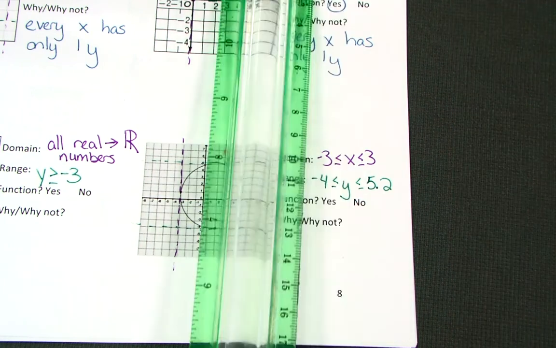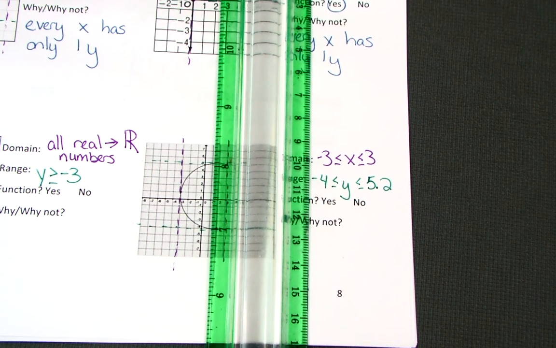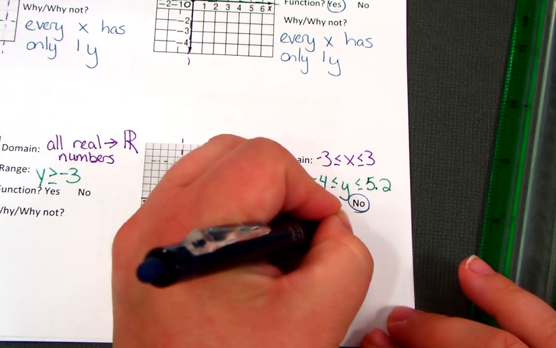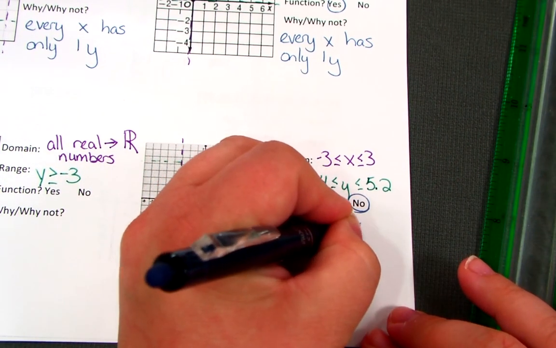Is it a function though? Well, as soon as I put that vertical line, I can tell that it touches in two locations. So no, every x does not have only one y.